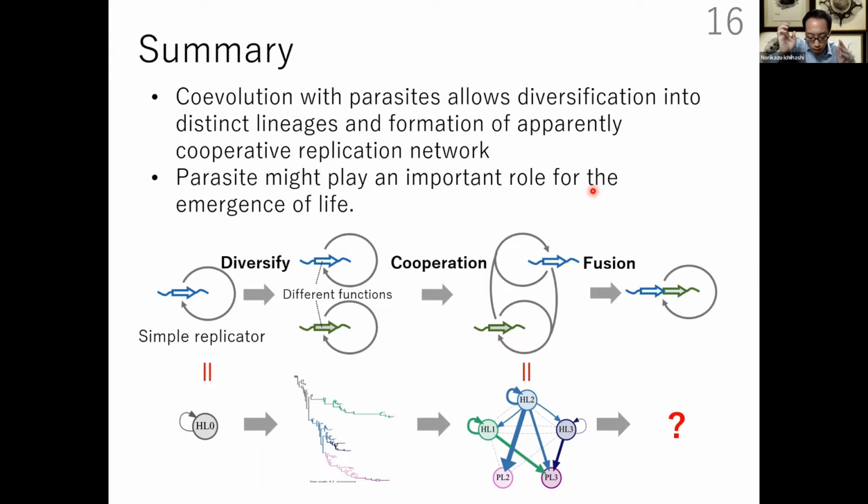So in the first slide, I showed you a possible pathway for the development of complexity, diversification and cooperation, and I showed you that similar things actually occurred in our self-replication system.